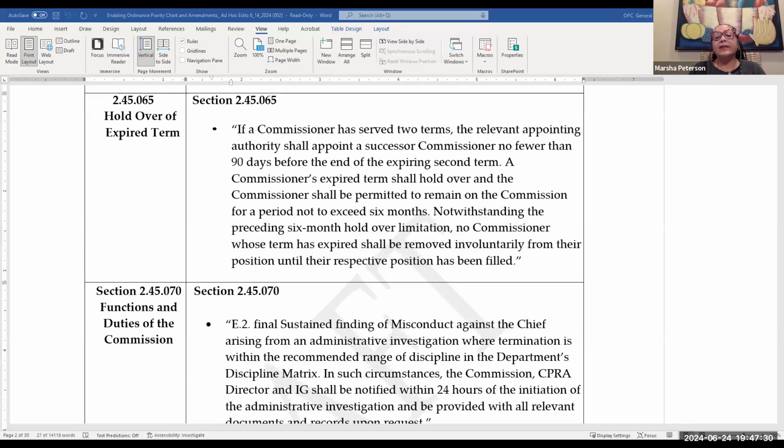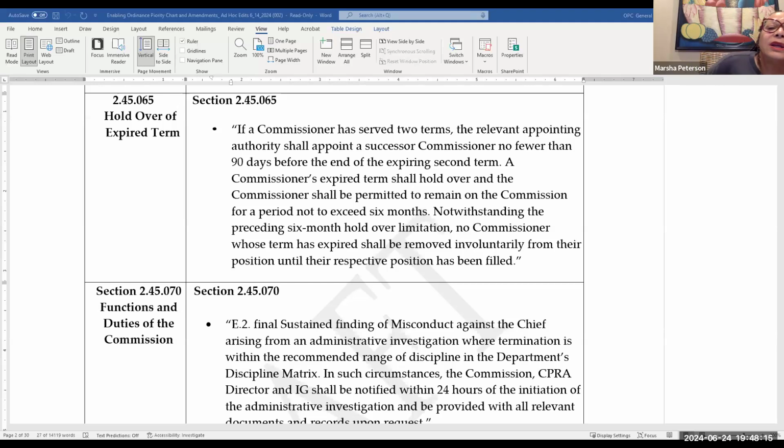respective position has been..." No, that has to come out also because the charter does permit an involuntary removal. Oh, that's right. So all of that has to come out. Okay. Chair, if you wanted to keep that, what you could do is limit the reason for the involuntary removal. So no commissioner whose term has expired shall be removed involuntarily from their position due to having served both terms.